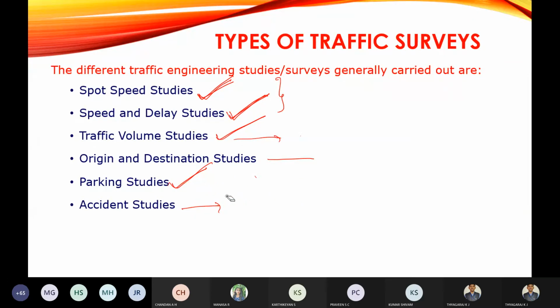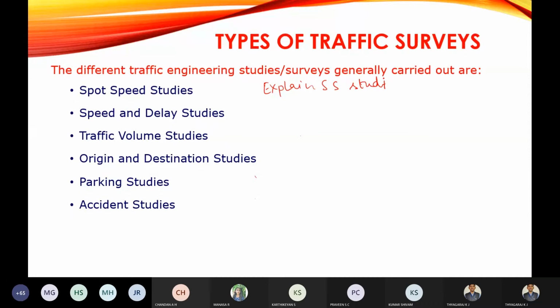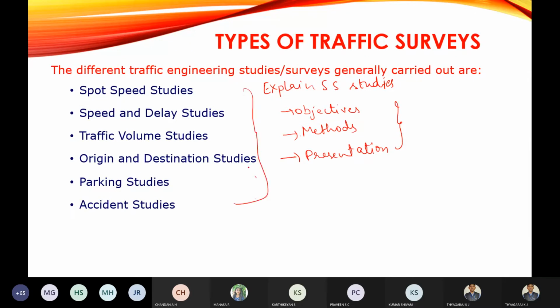Whenever they ask any type of study, you should answer in the general format. I will tell you what the general format is. For example, if they ask you to explain spot speed studies, what do you have to write? First, the objectives. What are the objectives of spot speed? Then methods to conduct, then presentation. These 3 are the general guidelines you should follow for all these studies. If any study is asked, first write the objectives, then the methods, then the presentation.